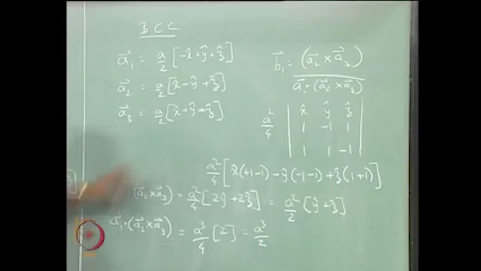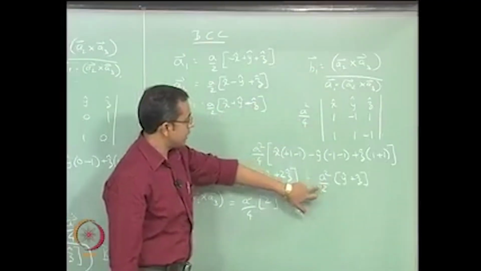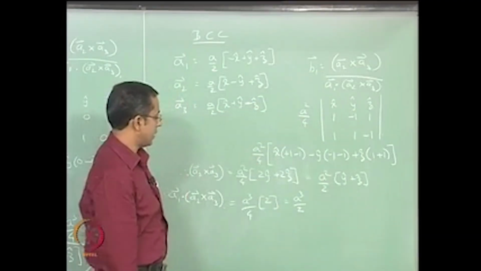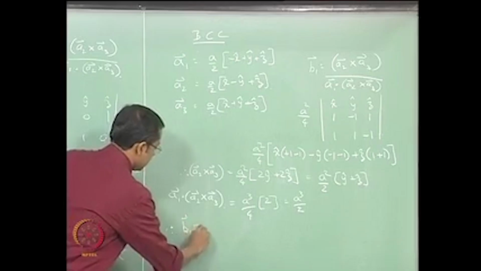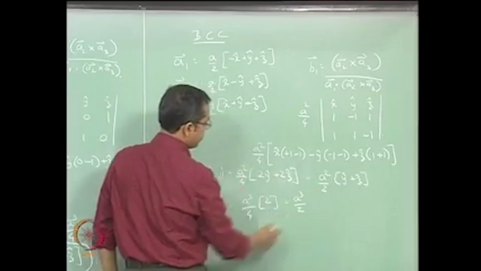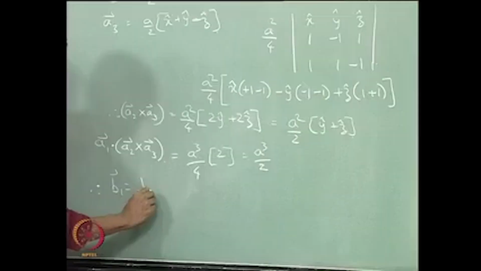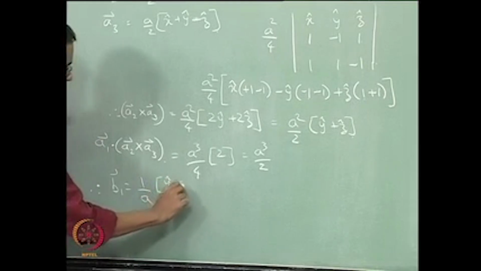So therefore the denominator in this B1 is a cube by 2, the numerator is a square by 2 times (y plus z). Therefore B1, if you divide this by a cube by 2, you are simply going to get 1 by a times (y plus z).